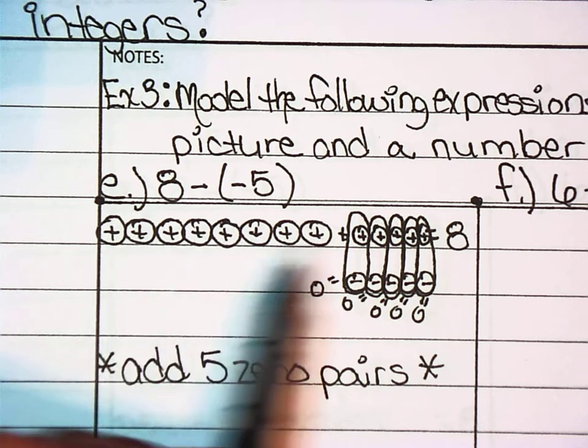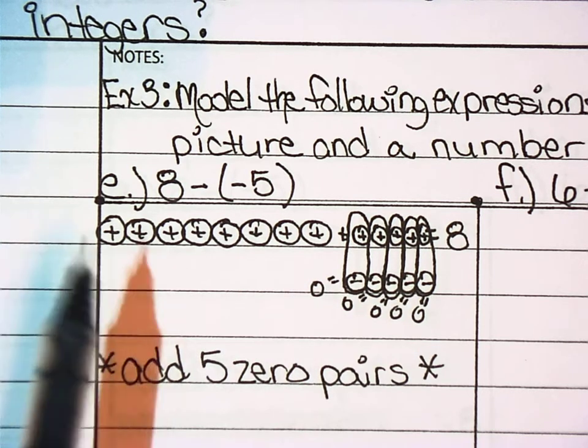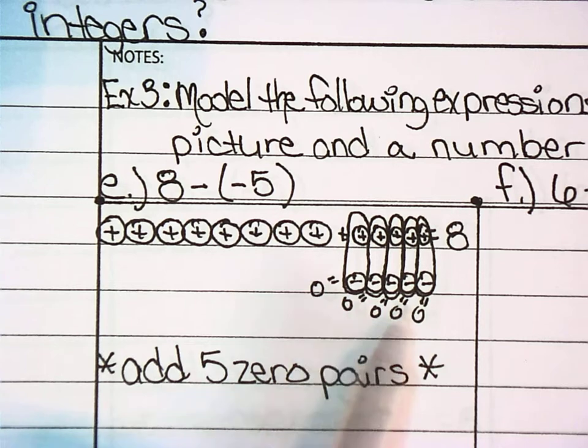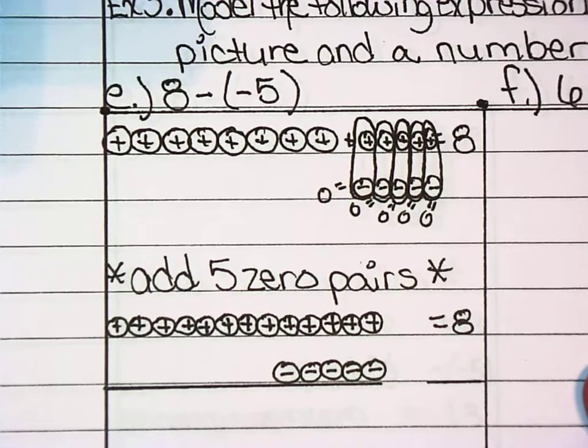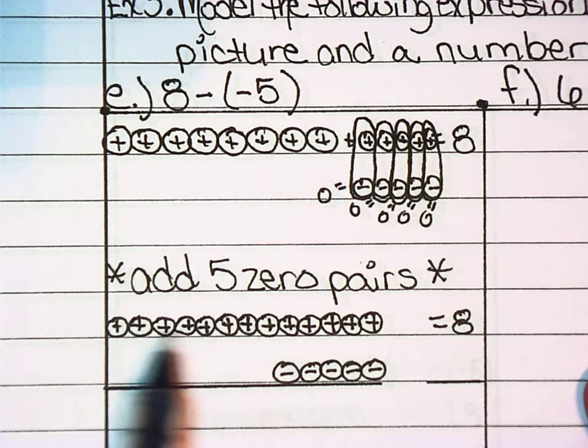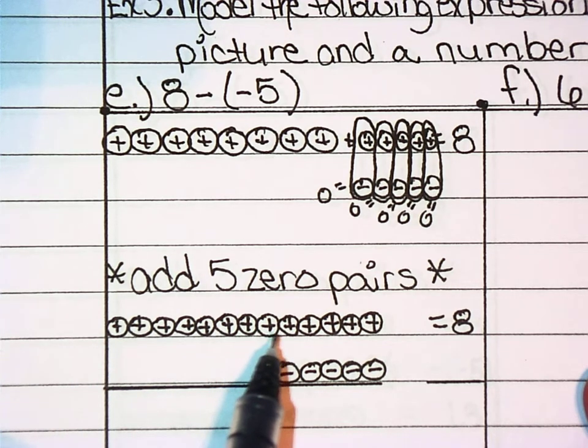Now I have to organize my pictures here, so I'm going to make 2 rows, one with all my positives and one with my negatives. When I do that, I get the following picture. I get my 8 original positives plus the 5 that came with the 0 pair, and then the 5 negatives that also came with the 0 pair. So it's still equal to 8.